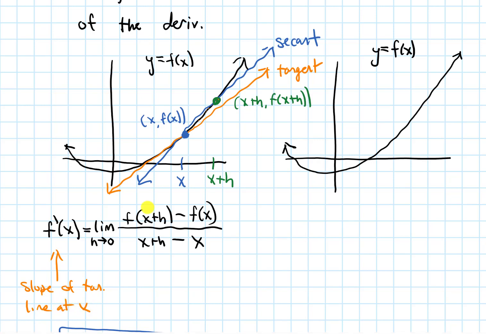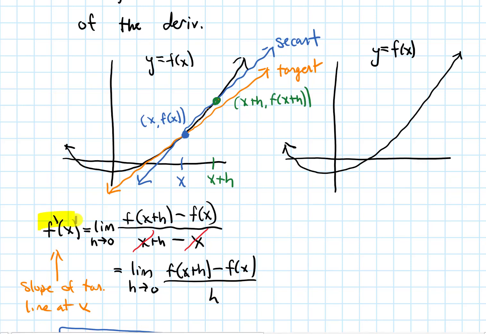And I can simplify this because the x's cancel on the bottom. And that leaves me with the limit as h approaches 0 of f of x plus h minus f of x all over h. So our derivative is equal to this. This is one of the forms for the limit definition of the derivative.